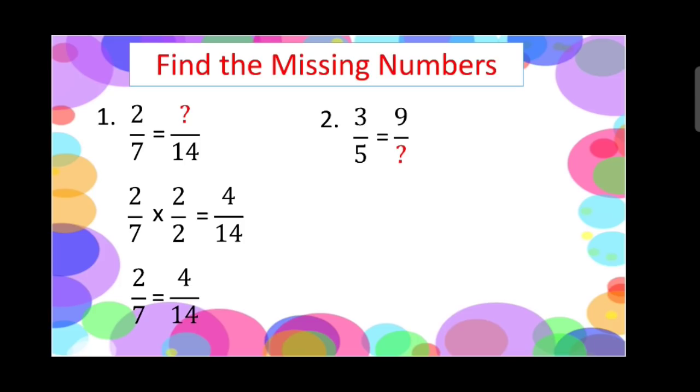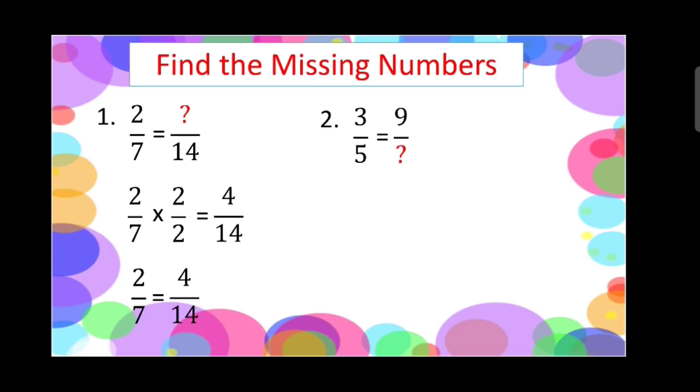Next, ayan, 3 over 5 is equal to 9 over blank. Okay, nawawala naman dyan denominator. So, i-analyze natin. Di ba yung numerator ni 3 over 5 is 3? Dito naman is 9 sa kabilang fraction.